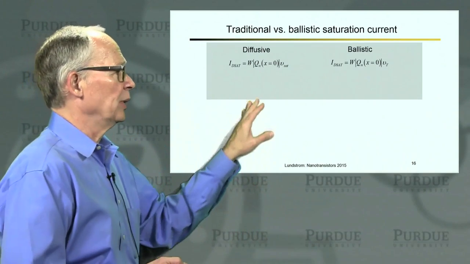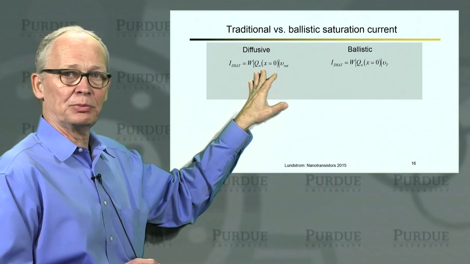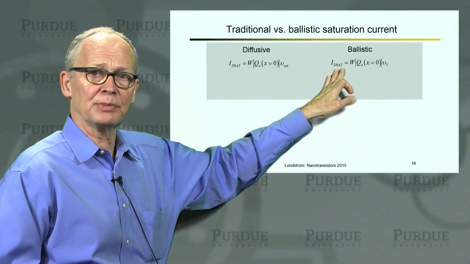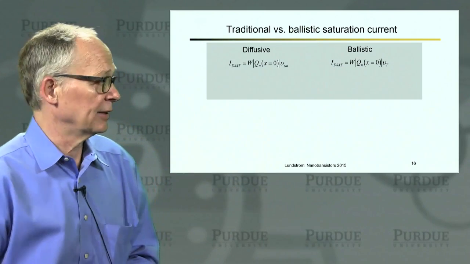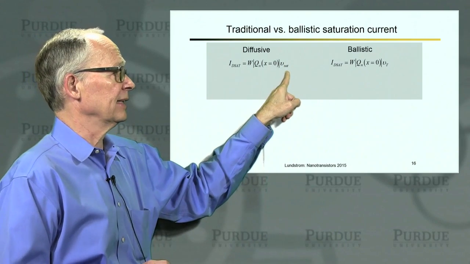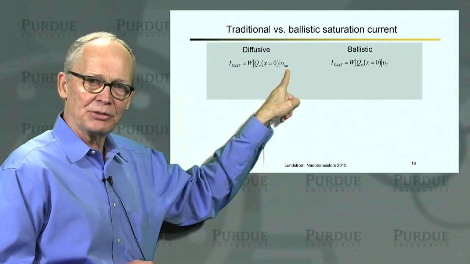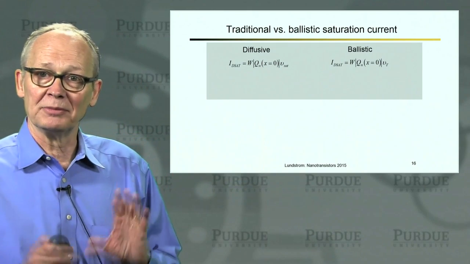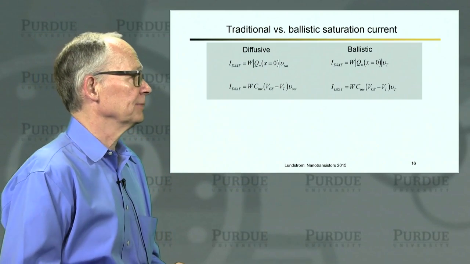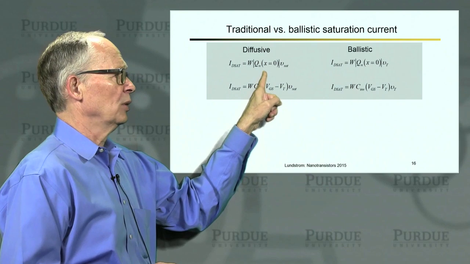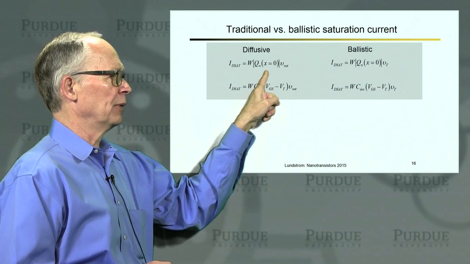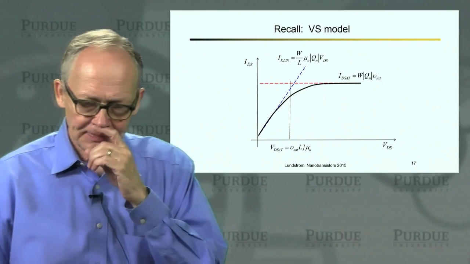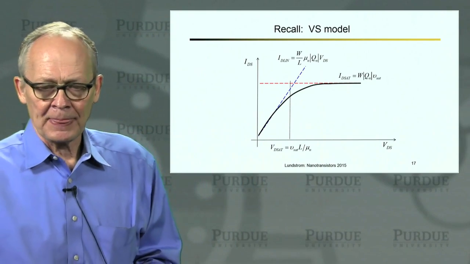So if we compare the diffusive expression, the velocity saturation expression, with the ballistic expression, we see that they're almost identical. We've simply replaced the high field saturated velocity of electrons in silicon with the thermal equilibrium velocity of electrons in silicon. And I can write it equivalently above threshold by writing the charge as C inversion times (VG minus VT). So here's where we stand.